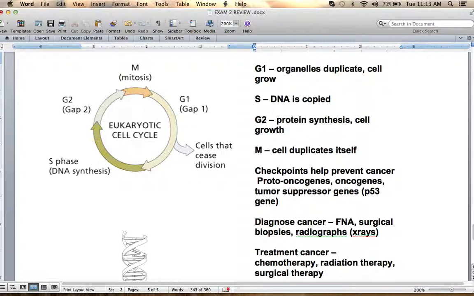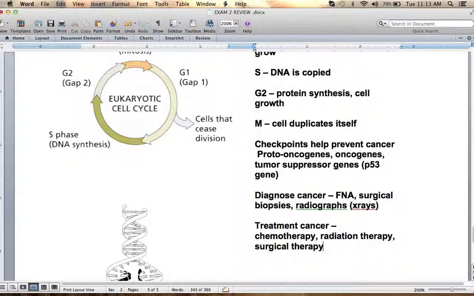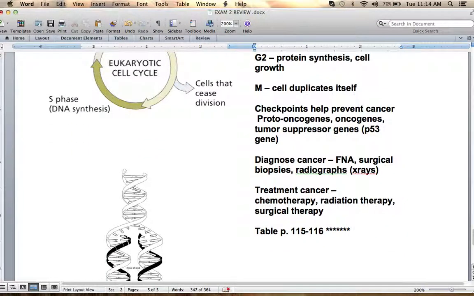If you have any questions about this, make sure you email me about that. Also, make sure you understand the table that's on page 115 and 116 in your textbook. That's really important as well. There will be several questions from that table involving types of cancer, common ones found in young men, the most likely way you're going to die of cancer, that sort of thing. So make sure you understand and memorize what's in that table.